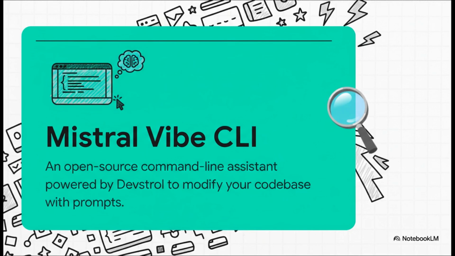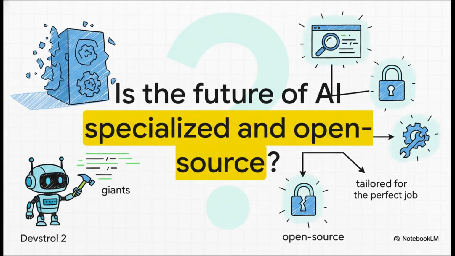Pretty cool. You know, the success of Devstral 2 really makes you think. Here you have this smaller, more efficient open source model that punches way, way above its weight class. It really begs the question, is this what the future of AI development looks like? Are we moving away from these giant do-it-all models and toward a new world of smaller, specialized powerhouses that you can pick and choose for the perfect job? It's a pretty compelling idea.